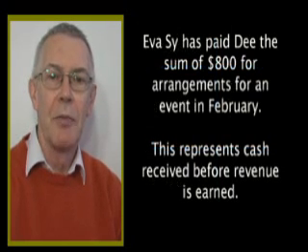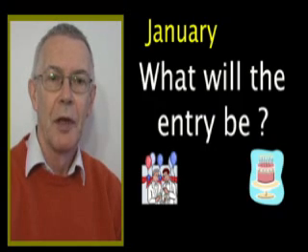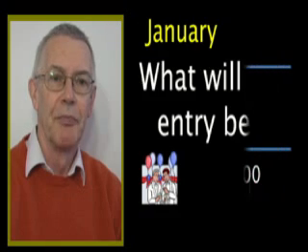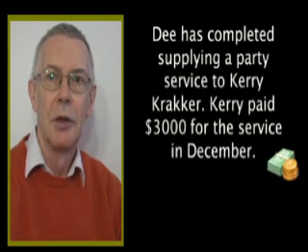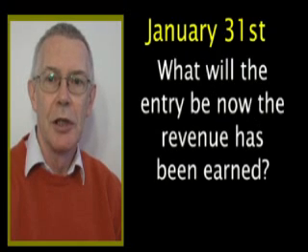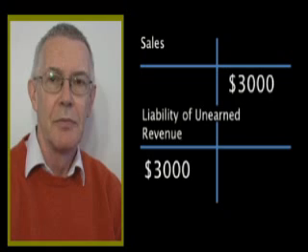Dee receives a payment in advance of $800. This is unearned revenue. How is this first recorded? Debit the cash account with $800 cash received and credit a liability account. When unearned income becomes earned income, the adjustment is made.